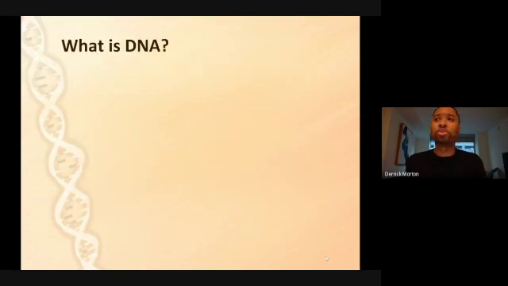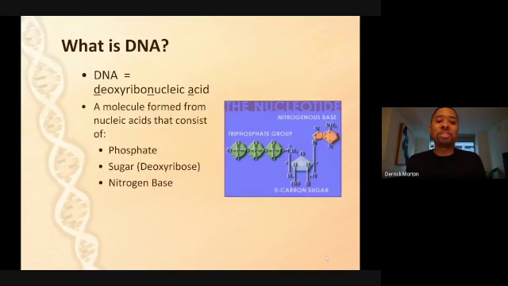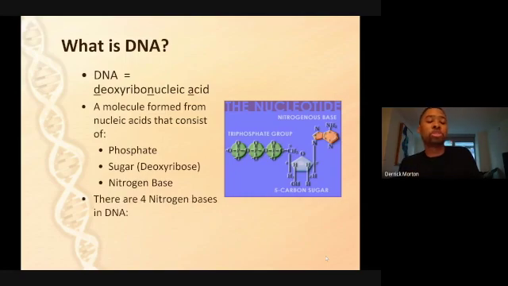So first, what is DNA? As you've probably heard, DNA stands for deoxyribonucleic acid. This is a molecule formed from nucleic acids. The nucleic acids consist of phosphate groups, sugars, the deoxyribose, and nitrogenous bases. As we go along, we're going to talk a bit more about the makeup of DNA and why it has its double helix structure.